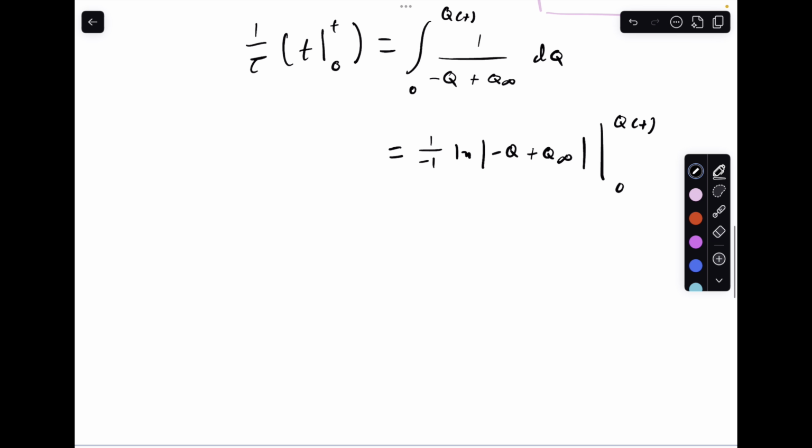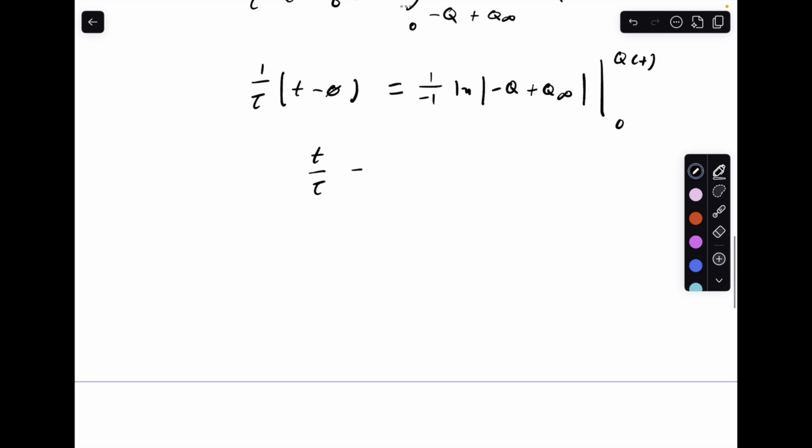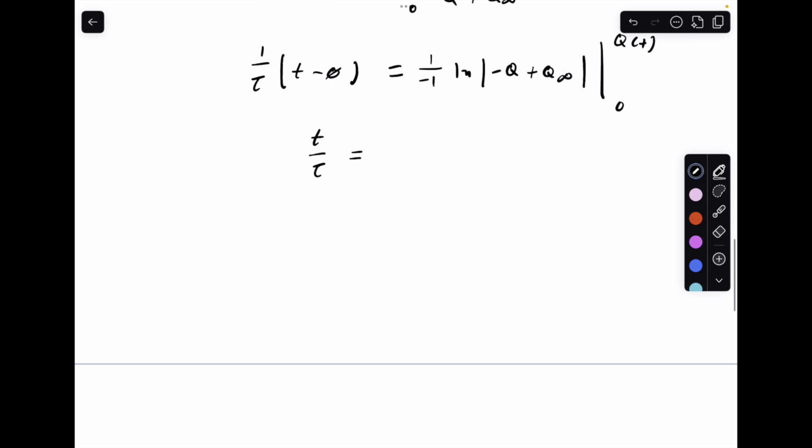But now I'm going to move on to the left-hand side. Actually applying the fundamental theorem of calculus, this left-hand side will become t minus 0. And like earlier, the t minus 0 will just be t over tau, because that 0 doesn't contribute anything. It really doesn't matter. You can just take it out.